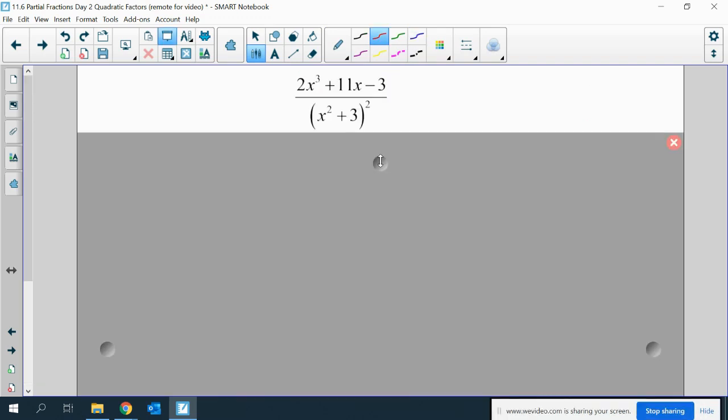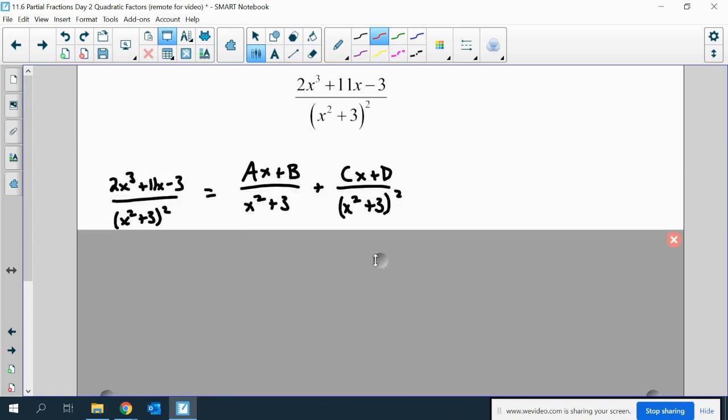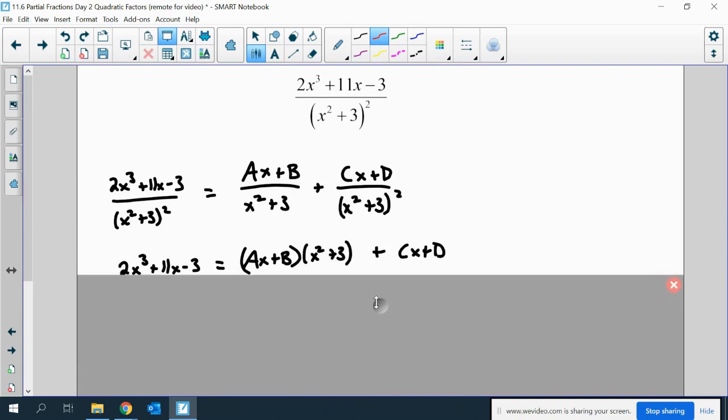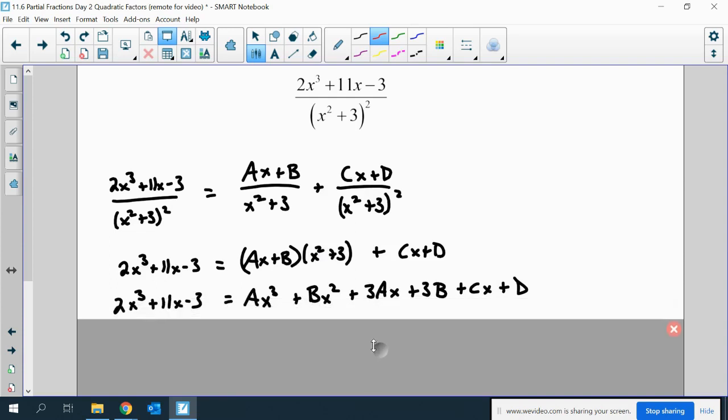Here's one more example for you. So if we had 2x cubed plus 11x minus 3 over x squared plus 3 squared, that's a repeated quadratic term. So what I would do, if I were doing partial fraction decomposition, is rewrite it as ax plus b over x squared plus 3 plus cx plus d over x squared plus 3 squared. Then very much like the previous problem, I would realize that ax plus b has an x squared plus 3 missing from its denominator. Cx plus d has nothing missing from its denominator. And then I distribute this stuff.